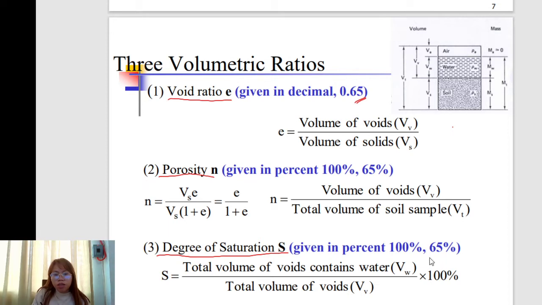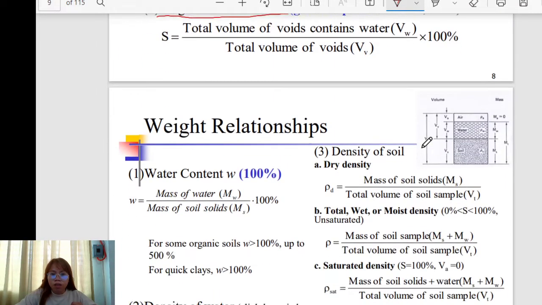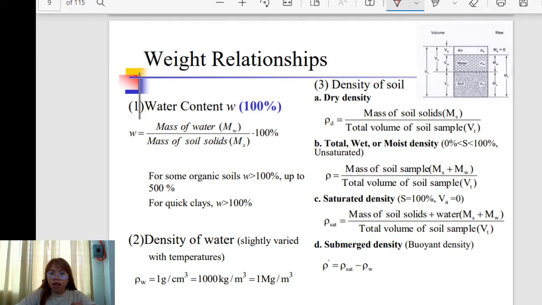And the degree of saturation, also given in percent, say 100% or 65%, is equal to the volume of voids that contains water, that is V sub W, divided by the total volume of voids, times 100%. So this is very important, no? Very useful in solving problems in geotechnical engineering. So we have this weight relationship. We have this concept now.